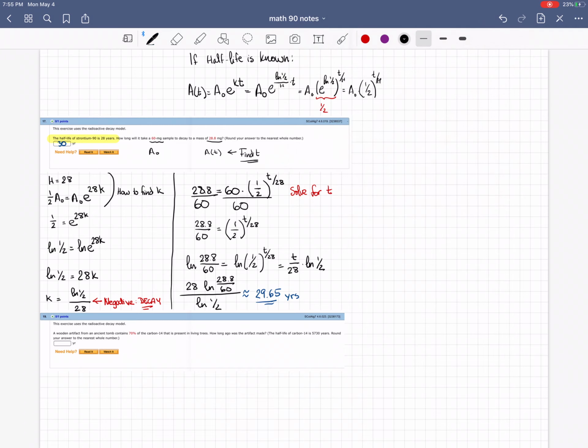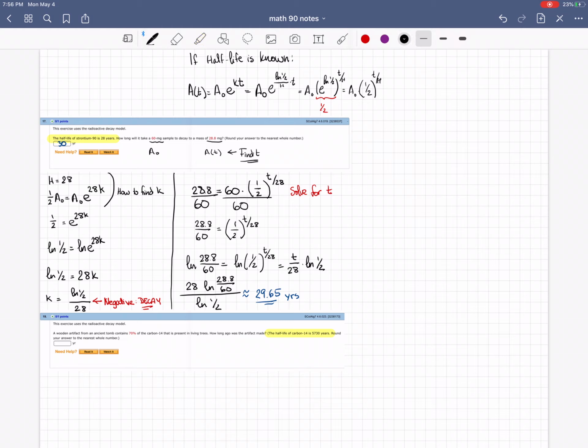So in the next problem, we are dealing with a wooden artifact from an ancient tomb, and it contains 70% of the carbon-14 that is present in living trees. How long ago was the artifact made? And then you'll notice it says here, and I'm going to highlight this part, the half-life of carbon-14 is 5,730 years. And then finally it says round to the nearest whole number.